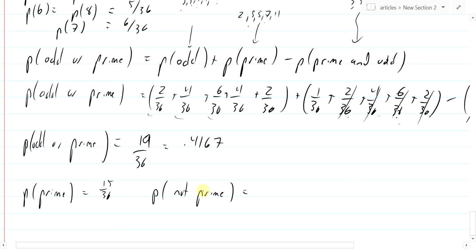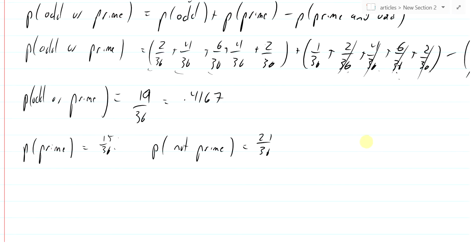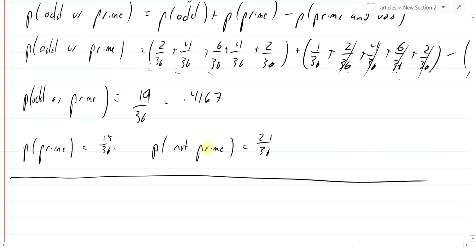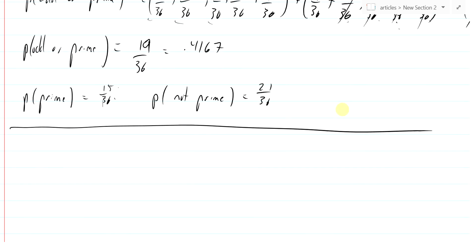Well, a number is either prime or not prime. If you've got 15 out of 36 chances to get a prime number, you must get 21 out of 36 ways to get a not prime number. Right? And again, the probability of a complement plus the thing itself have to add up to the total number, have to add up to 1. The probabilities have to add up to 1. Okay.